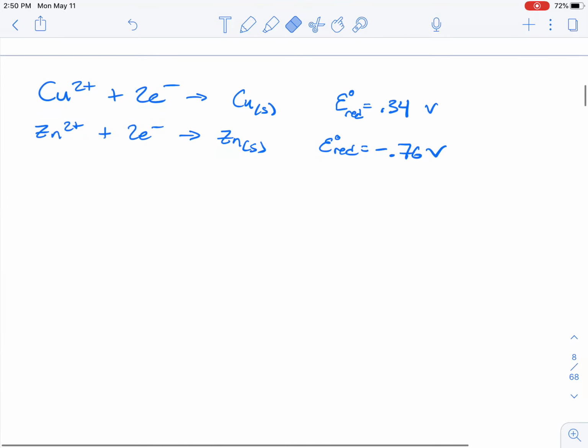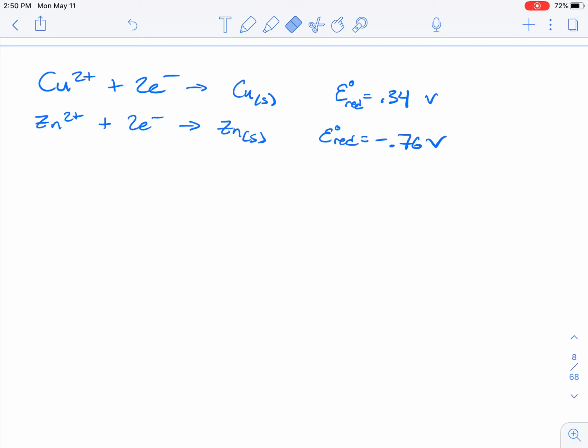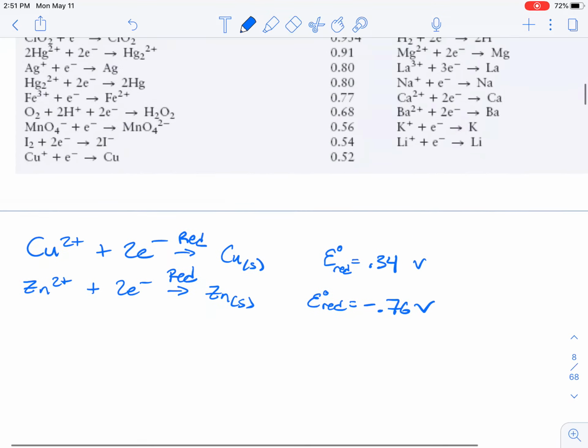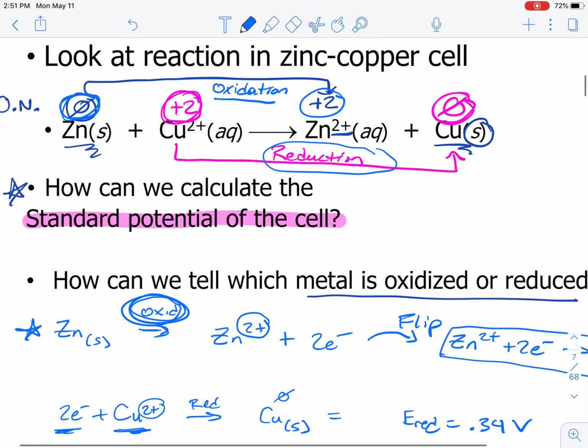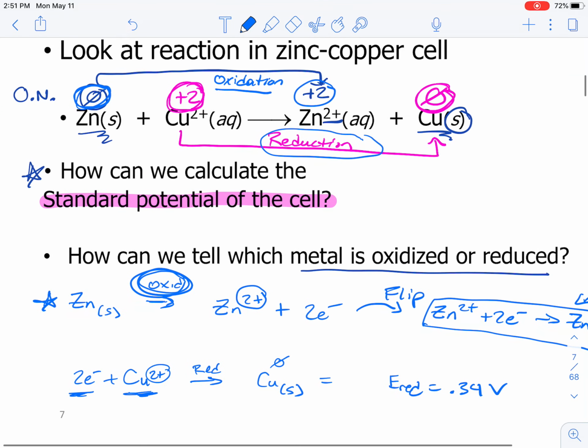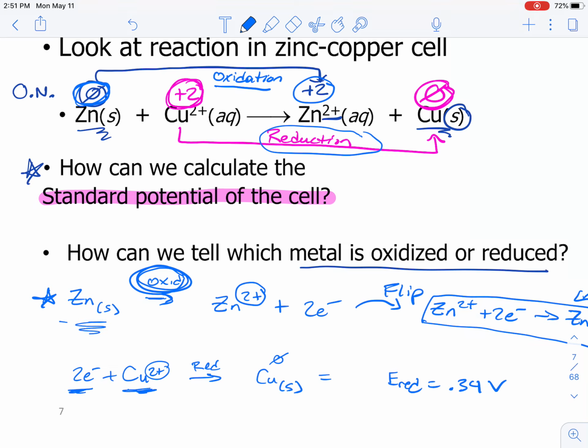So first, I want to show you how to add these two half reactions. Currently, this is reduction and this is reduction, right? We cannot add two reduction reactions together. One of these half reactions must be oxidation, and we already determined that from our work up here using oxidation numbers. It turns out that zinc solid is going to undergo oxidation to produce zinc 2 plus.